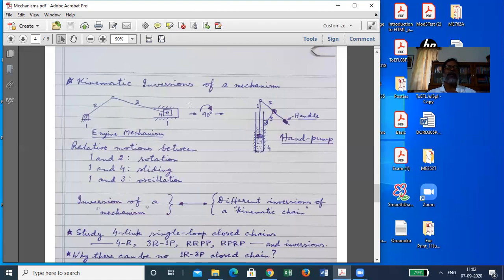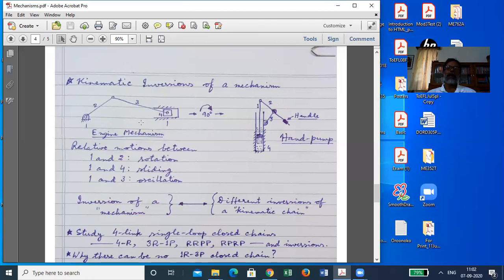This inclined thing has become this inclined thing. This floating fellow has become this fellow, and this slider has become this. So, what big thing have we done? Link 1 is no more fixed. We have freed link 1.